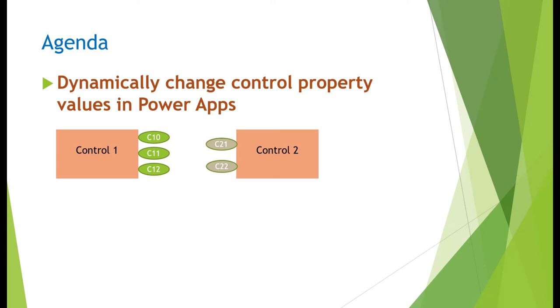Now what we can do is, we already know that this C21 can be mapped to the C10 only if the properties are the same and they are of the same data type. Then the properties can be mapped between different or multiple controls. Similarly, C12 can be mapped to the C22. C12 is a property of control 1 and C22 is a property of control 2. That is how you can change the control property dynamically in Power Apps. So let's see this in action.